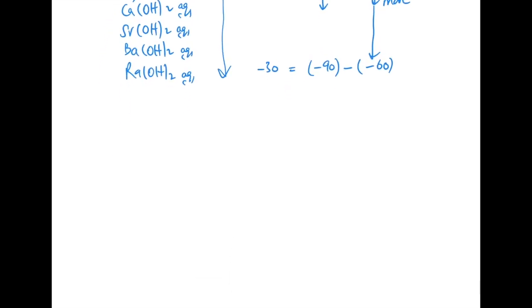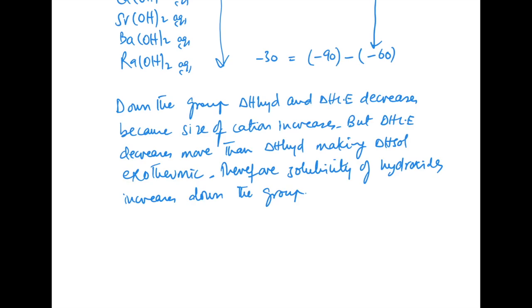But how do you write in the examination? Now this explanation carries 4 marks again. Both hydration and lattice decreases, that's a fact. But now lattice decreases more than hydration, 2nd mark, making solution exothermic, 3rd mark, and then stating solubility increases, 4th mark.